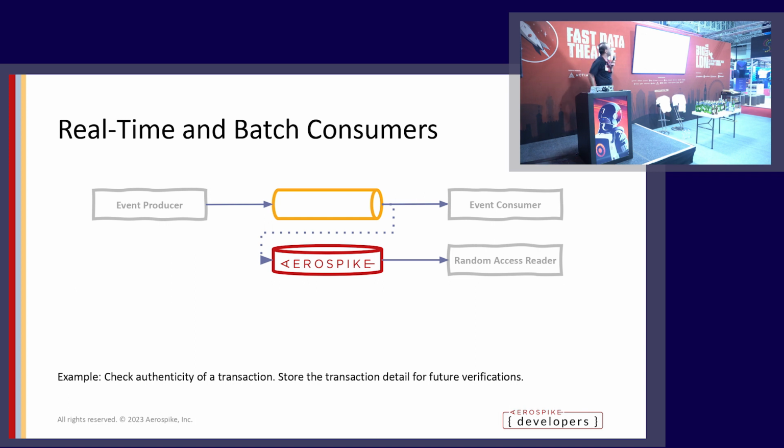Next one is a real-time and batch consumer. It's kind of obvious. We discussed at the beginning of the talk that you have a real-time user and you have a batch user. You want to use them both. The example of this one is fraud. Imagine that as the transactions are coming in, you want to check the authenticity of the transaction, but you also want to save that transaction in a lookup table, so in future calls you can use that information to figure out if the transaction that is coming in right now is a fraud or not.